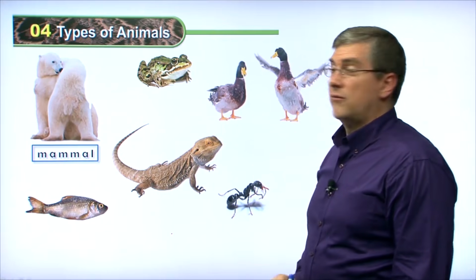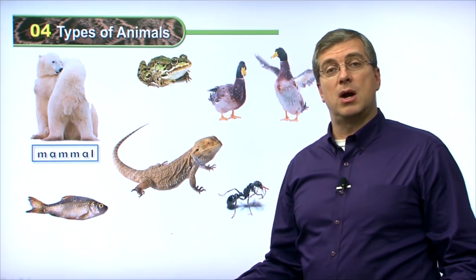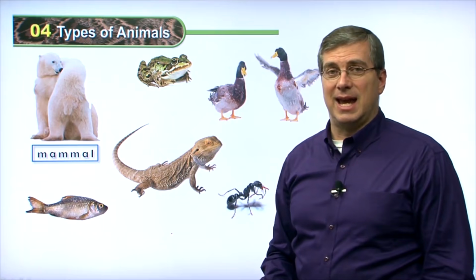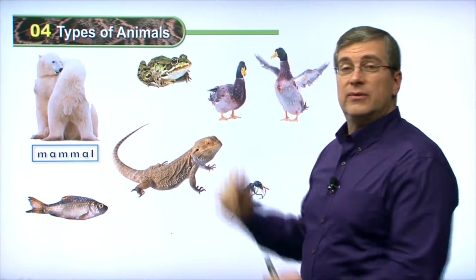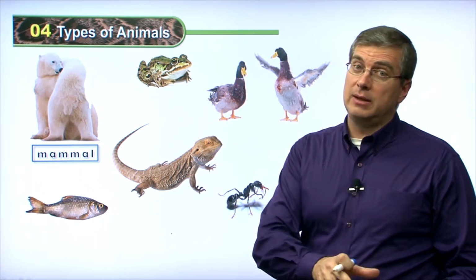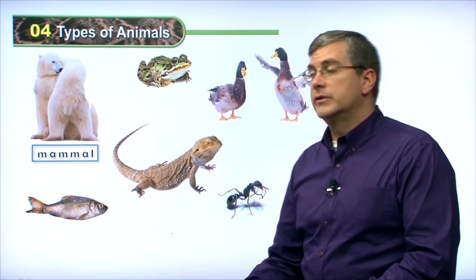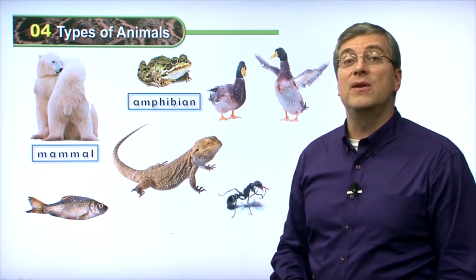Over here we have a frog. What can we say about the frog? What kind of skin does it have? It has wet, smooth skin. Where does a frog live? It lives on the land. It can also live in the water. So it is an amphibian.